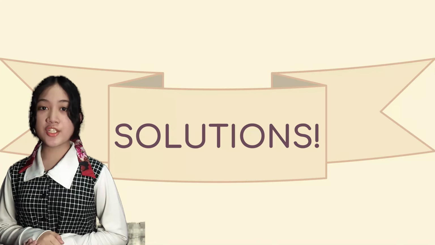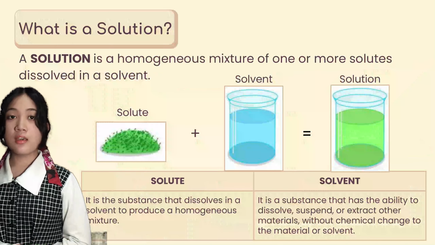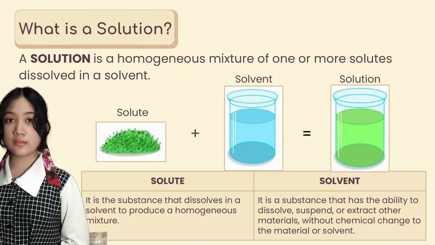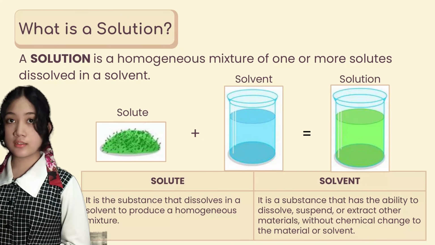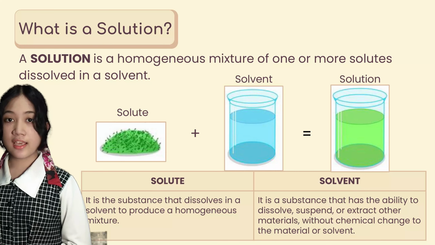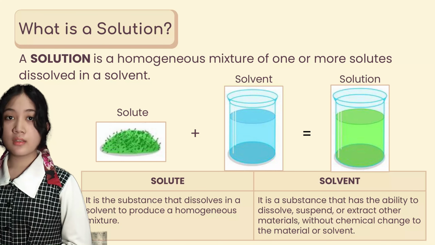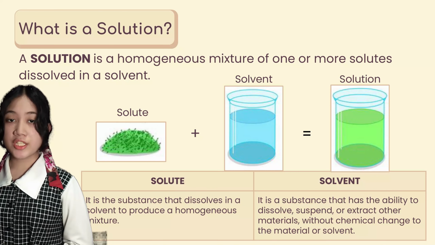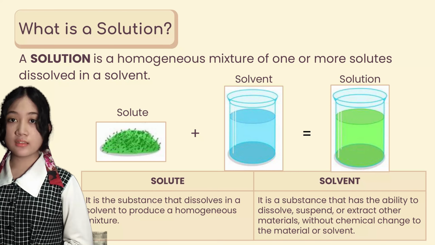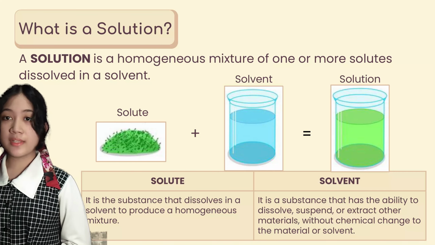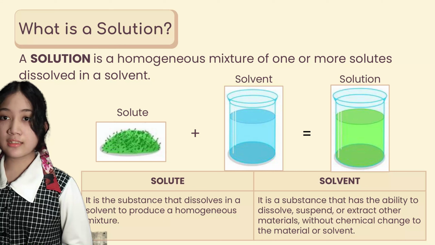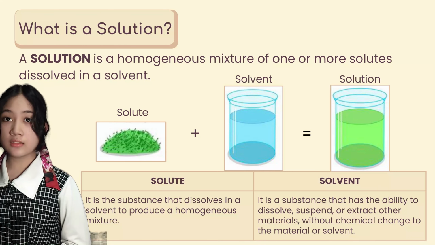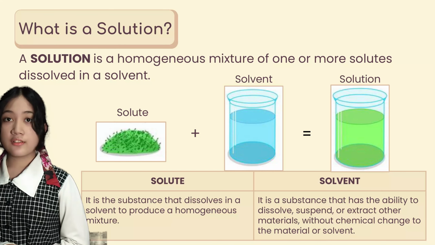Now let's move on to solutions. What is a solution? A solution is a homogeneous mixture of one or more solutes dissolved in a solvent. Every solution has two parts, a solute and a solvent. A solute is the substance that dissolves in a solvent to produce a homogeneous mixture. A solvent is a substance that has the ability to dissolve, suspend, or extract other materials without chemical change to the material or solvent. When those two are mixed together, they create a solution.